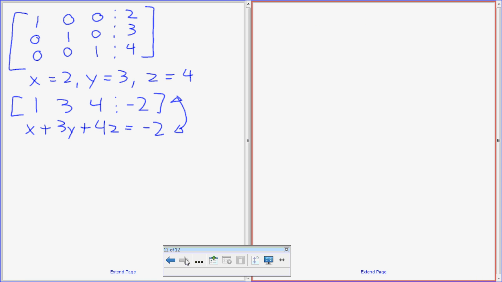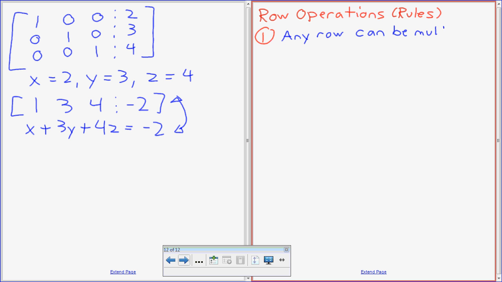Okay, so here are the rules. Rule number 1 says any row can be multiplied by a non-zero constant. So think of this just like doing elimination, right? You can multiply the entire row by something; it's still equivalent.